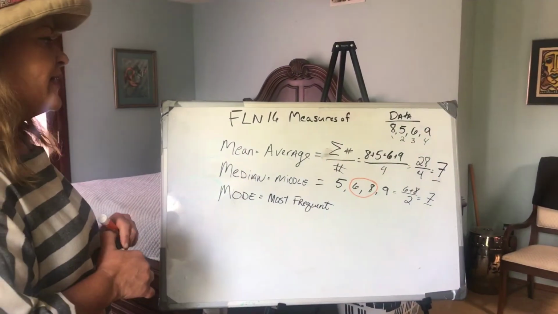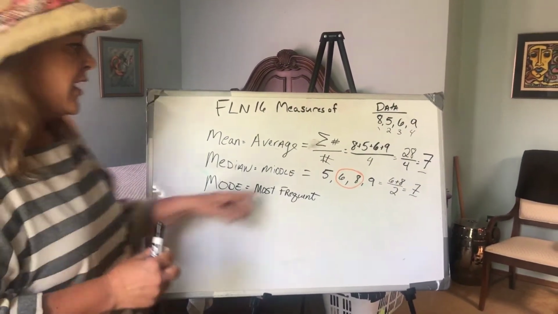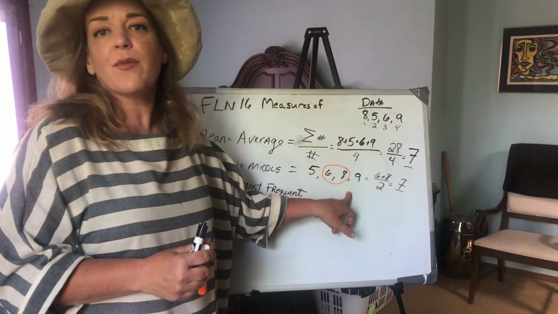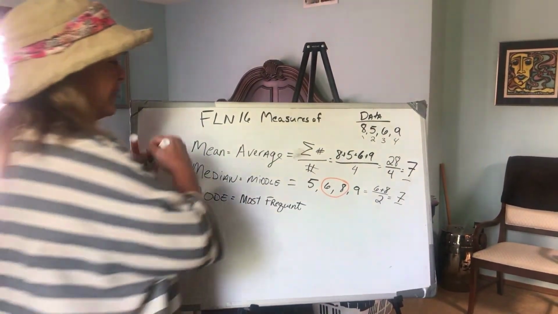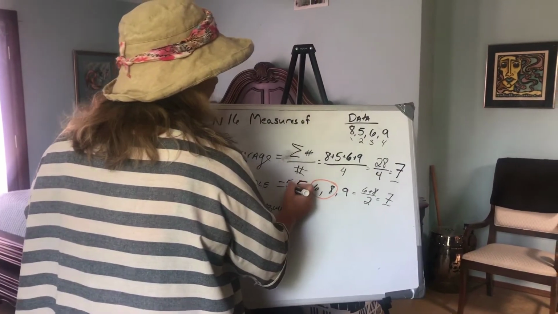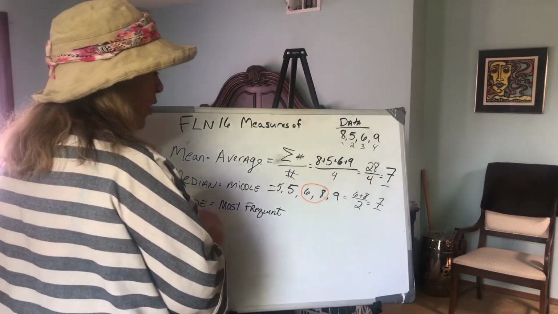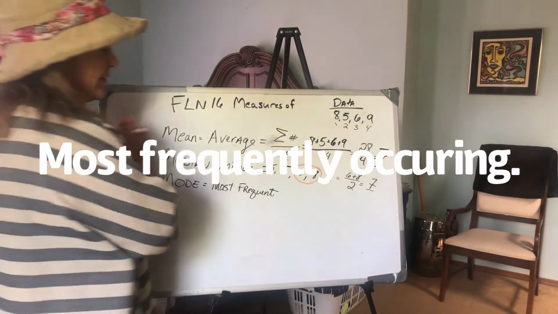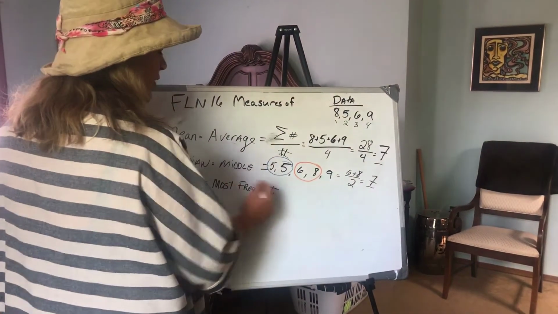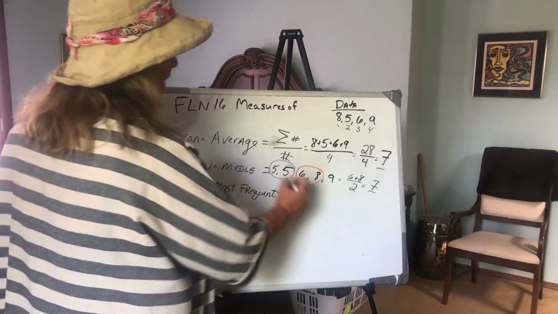And the last one is mode, most frequent. We don't really have a mode here. We don't have a most frequent value in this data set, so I would not be able to have a mode. But let's say, for example, this had a 5 here. Then the mode would be how often something happened, and the 5s happened the most frequently. So my mode would be 5.